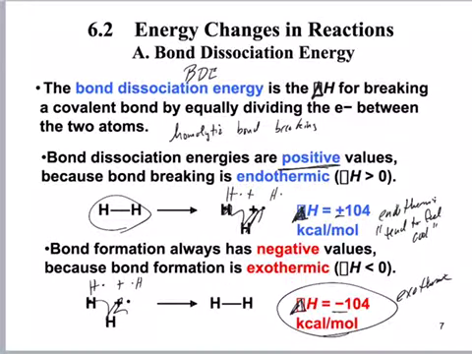Exothermic reactions, however, heat is going from the reaction to the outside. These are going to tend to feel hot. So if something's exothermic, it's going to give off energy. It's going to feel hot. If something's endothermic, it's going to take in energy. It's going to feel cold or cool.